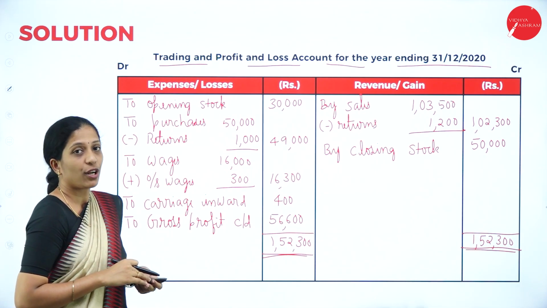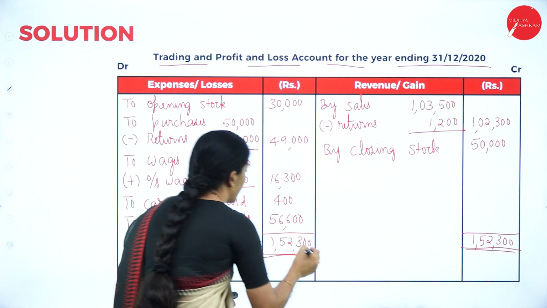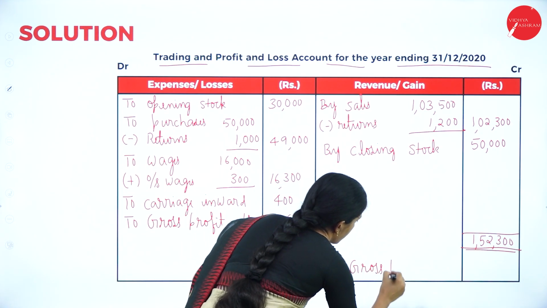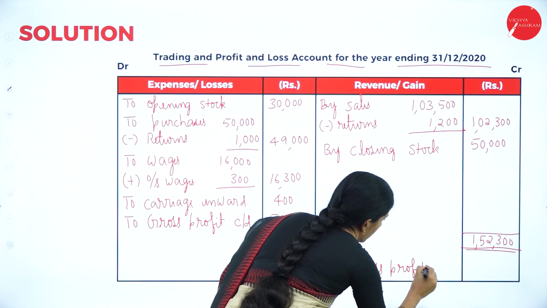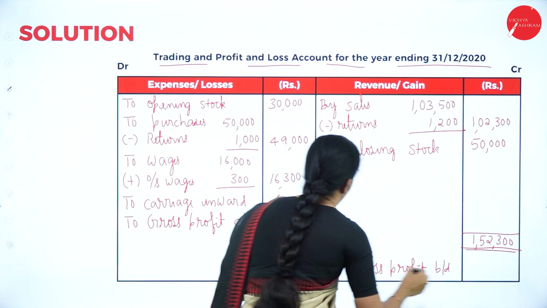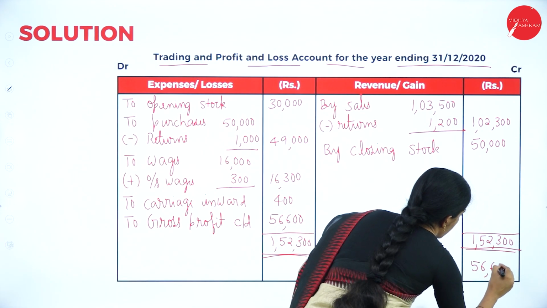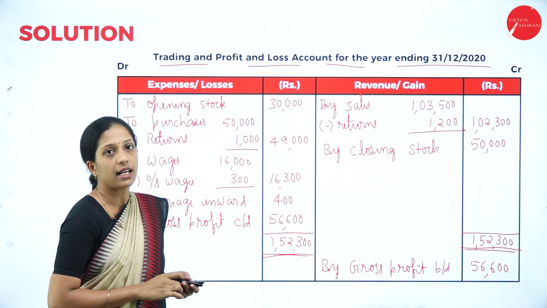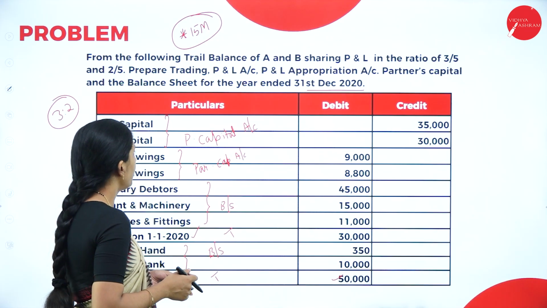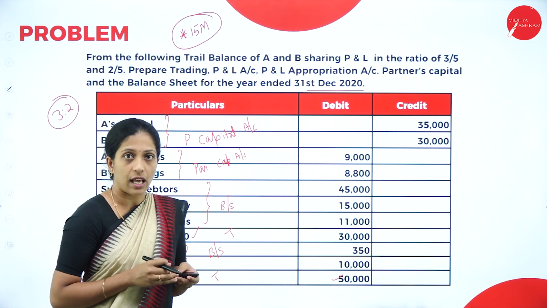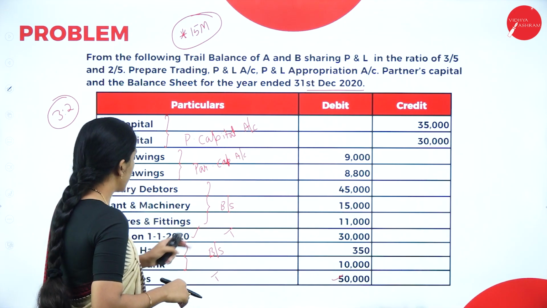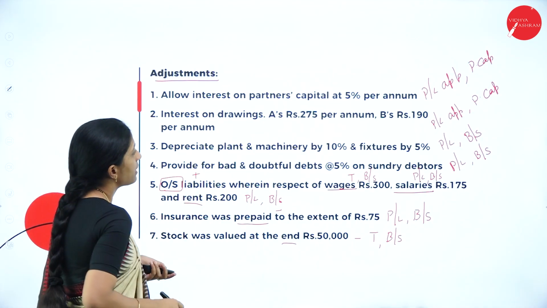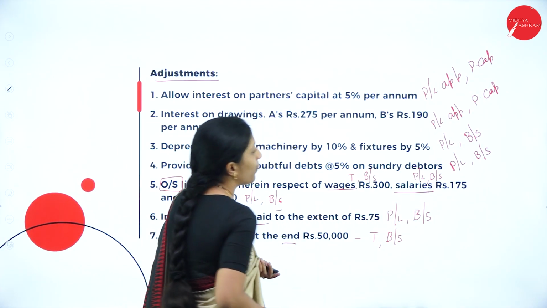Now continuation will be your P&L account. So bring down that gross profit. By gross profit brought down. So how much? 56,600. Next, we will record all the indirect expenses and indirect incomes. Now we shall go through the question. Normally you will start your indirect expenses with salaries. So anything to be recorded in your P&L account? Yes, we have salaries 12,000. At the same time, we have outstanding salary 175.